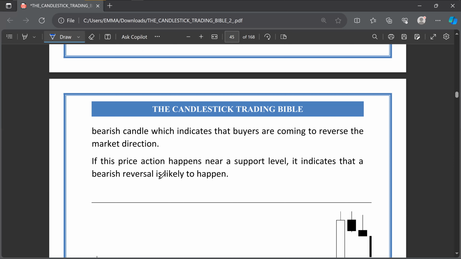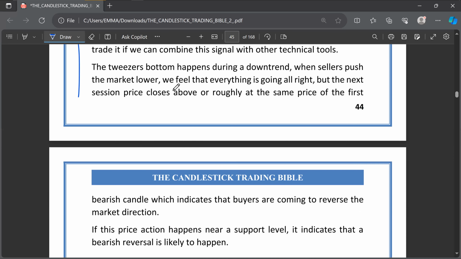Now, let me take from here. The Tweezers bottom happens during the downtrend, right? They happen during the downtrend, at the bottom. So it's bullish. So when they happen at the bottom, they move the market up. Now, sellers push the market lower. They feel that everything is going all right. But the next session price closes above or roughly at the same price of the first bearish candle, which indicates that buyers are coming to reverse the market direction. So it's as simple as that.